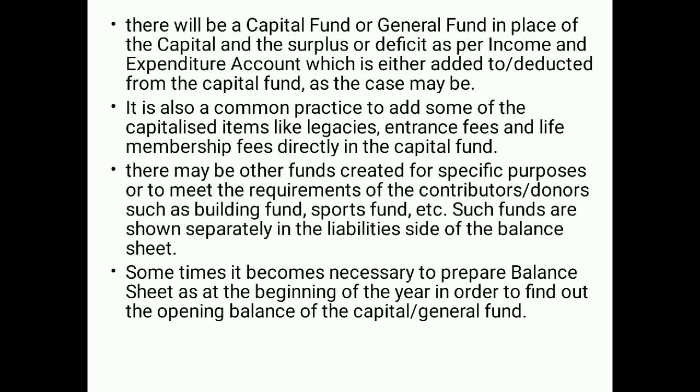For the balance sheet of the last year, definitely you need the amounts of the items of the last year. The question will provide you the amounts of both the last year and the current year. With the last year amounts, you prepare the last year balance sheet, and with the current year amounts, you prepare the balance sheet of the current year. With the last year balance sheet, you will get the amount of the capital fund, and with the help of that capital fund, you can prepare the balance sheet of the current year.